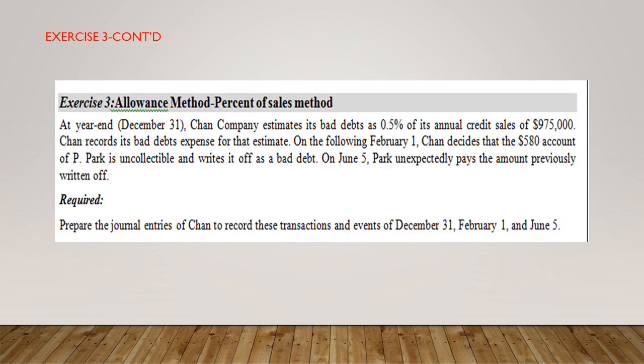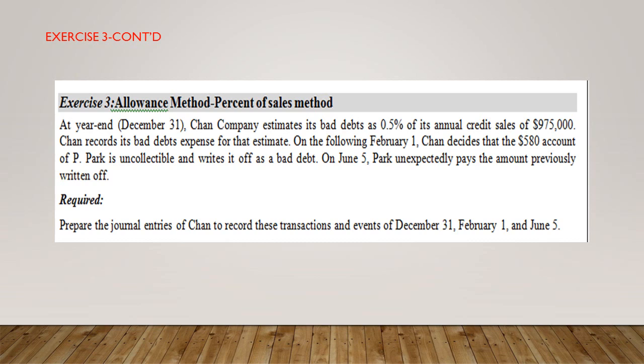Okay, let's move to the last transaction. On the fifth, the customer unexpectedly paid the amount previously written off, which means that the customer came to me after I had already written off this amount of money as uncollectible. He came and gave me this amount of money for any reason. Maybe his financial position improved whatsoever. What's important for me now is that I need to record this recovery of the bad debt.